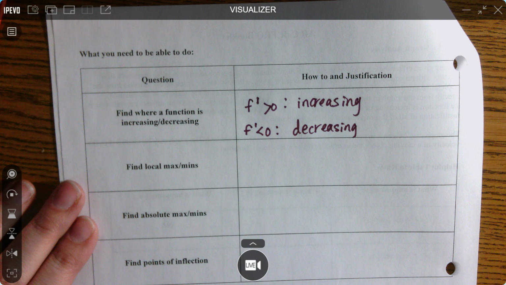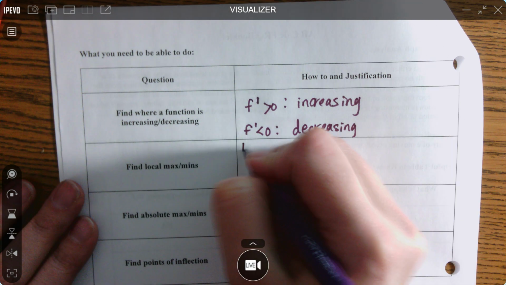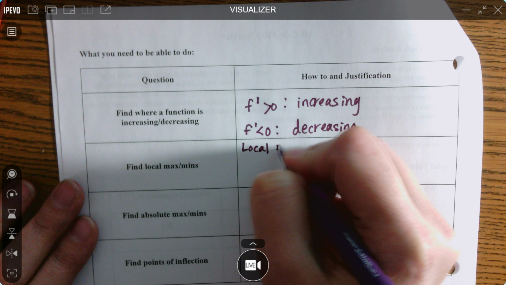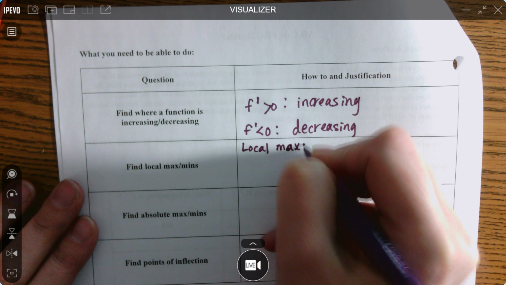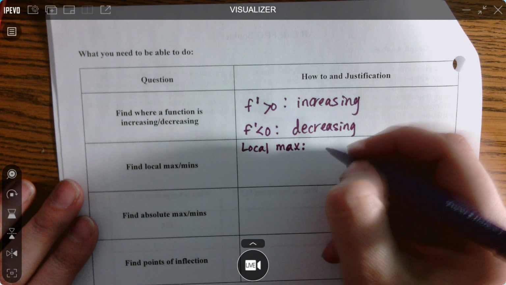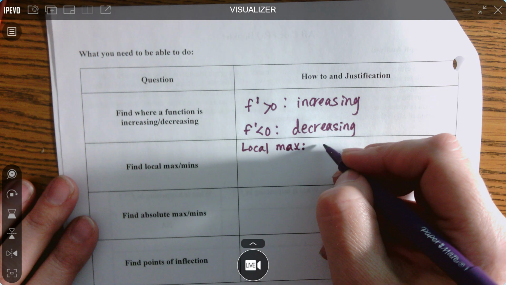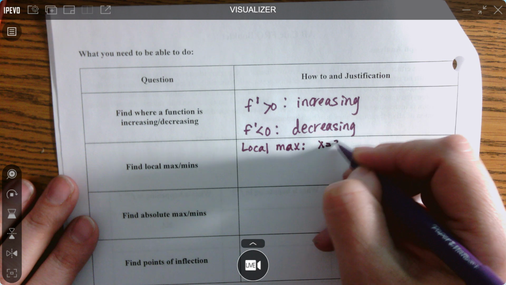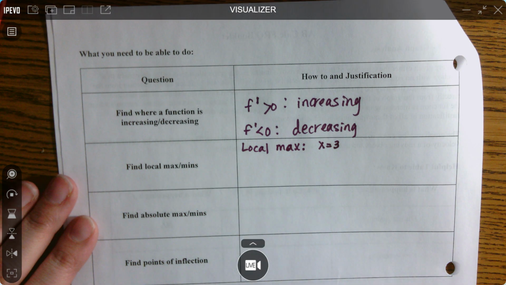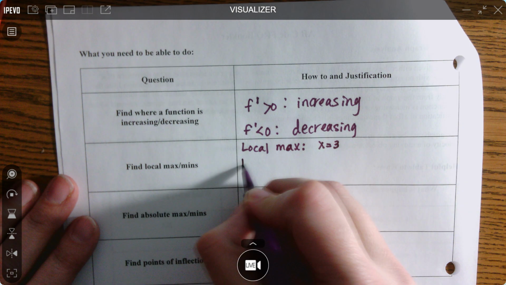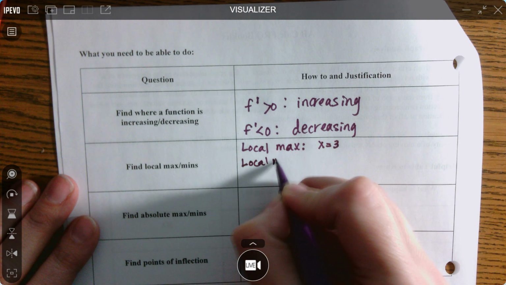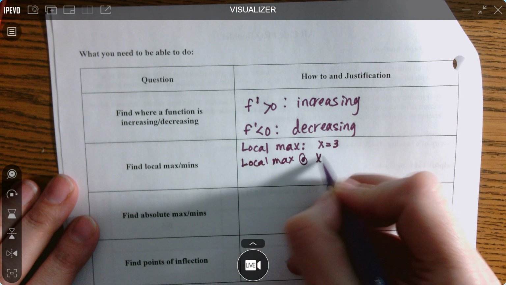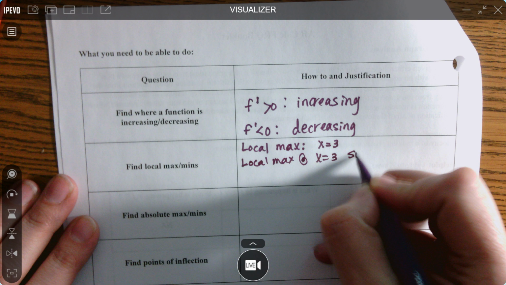The local max and min, however, does need to be a sentence. So let's just pretend there's a local max, and maybe we'll just make up a number so that we can use that in our sentence. Let's say there's a local maximum at x is 3. And let's talk about how we would write that sentence. So I would say something like: local max at x equals 3 since.